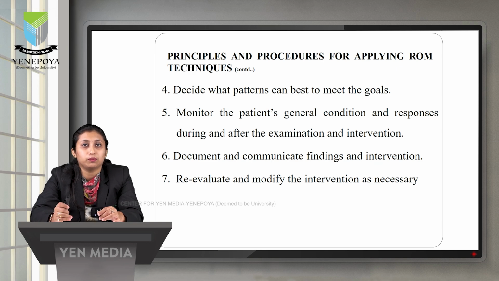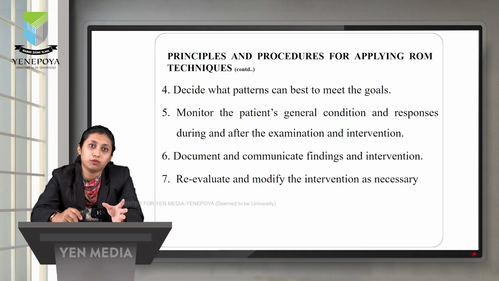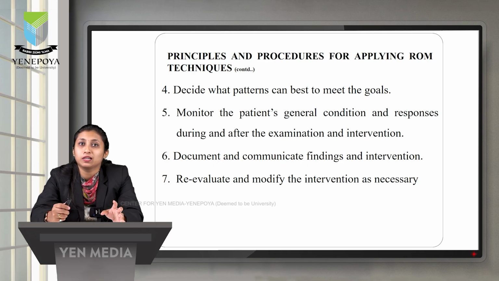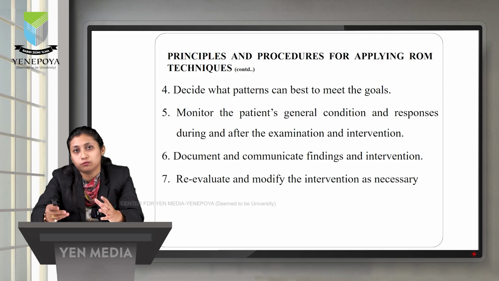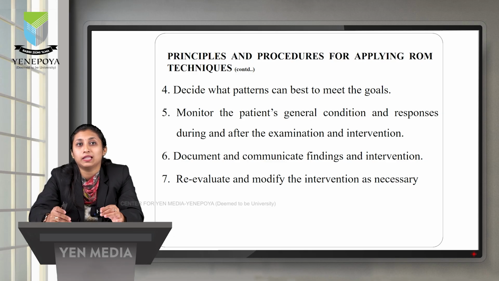Documentation is very important when you are doing it. So take a goniometer, and measure the range of motion before and after the treatment as well. Communicate the findings you are getting, that is, their range of motion in degrees, to the patient, and make them understand that this much is there or this much is not there. And then re-evaluate on a daily basis whenever your patient comes, and modify the intervention if necessary. If some treatment protocol is not working well and your patient is not improving, then re-evaluate it and modify if necessary.